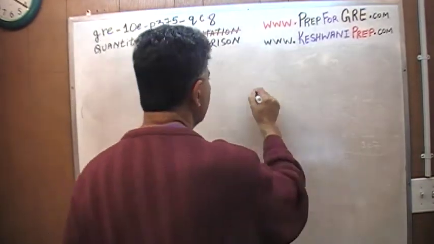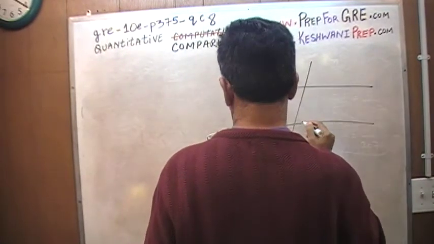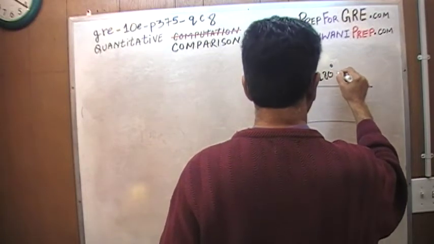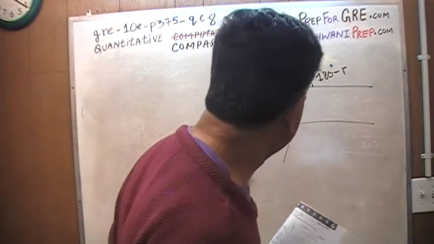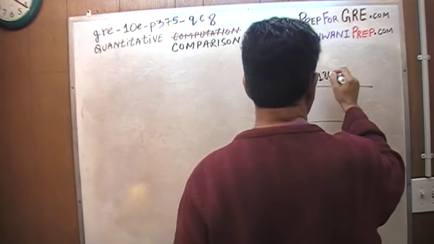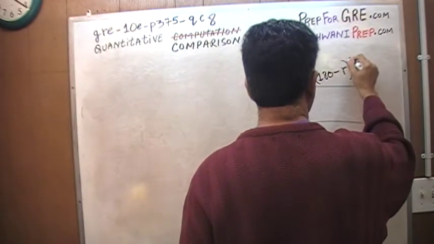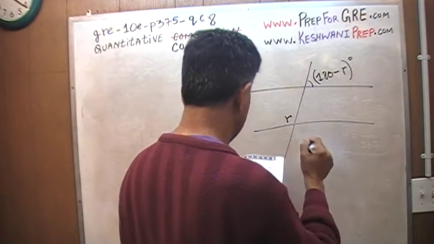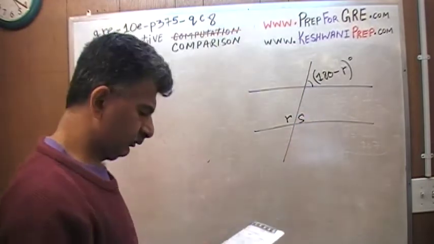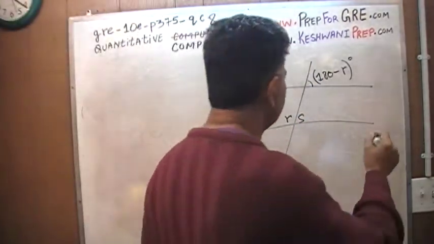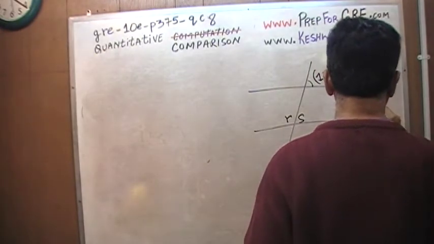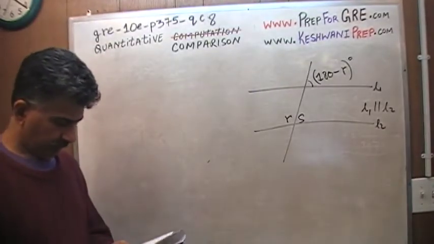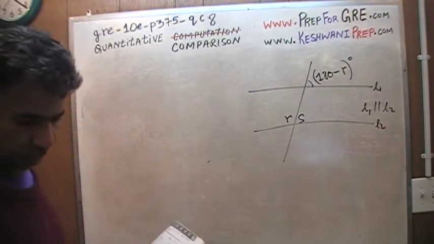They give you a picture and they tell us that this angle is 180 minus r degrees. And this of course is r and this is s. What is it that they want us to compare? And we are told that these two lines, L1 and L2, are parallel. L1 is parallel to L2. They want us to compare S versus 60. Well, let's see what we can do.